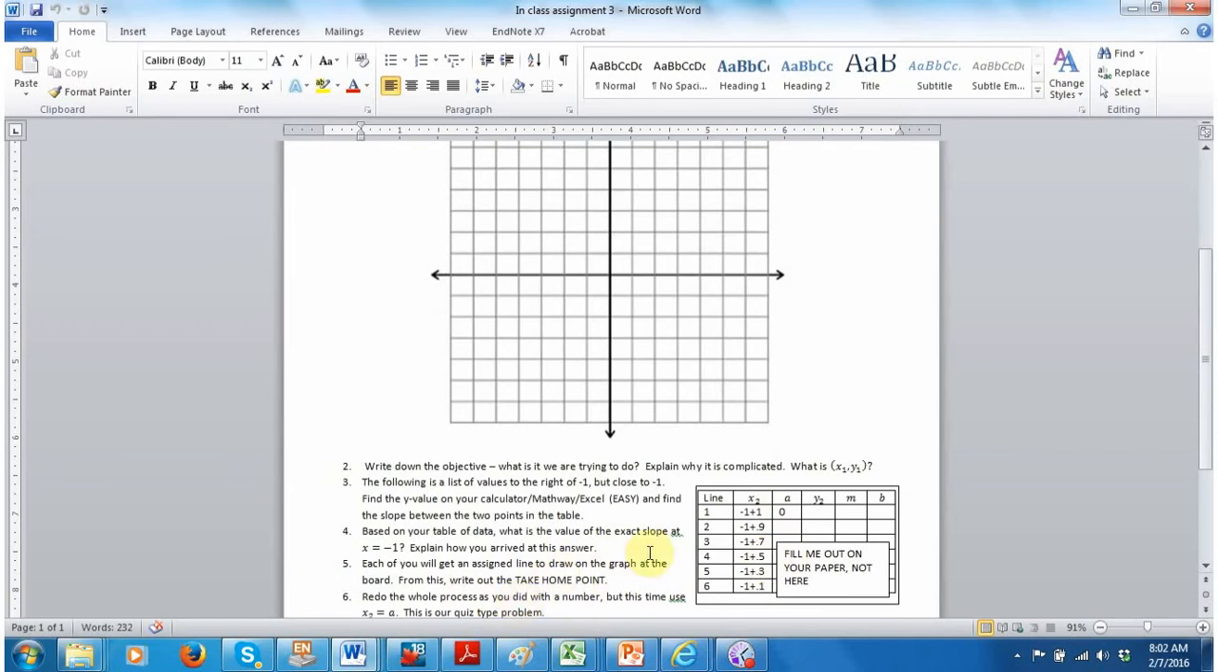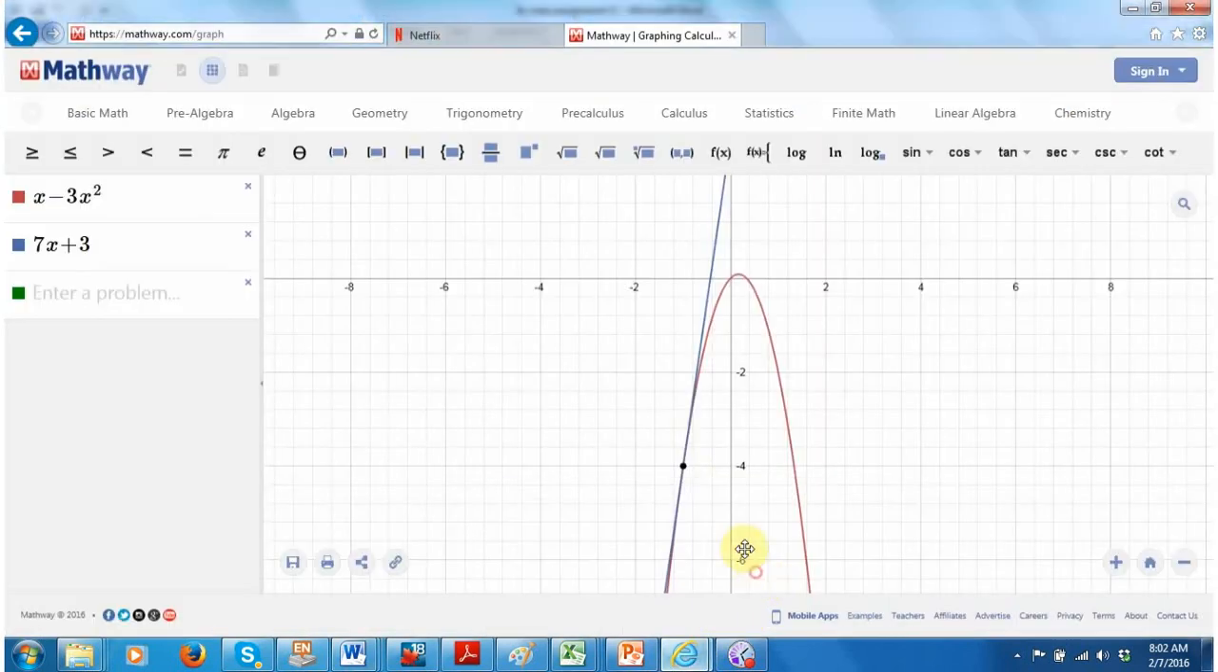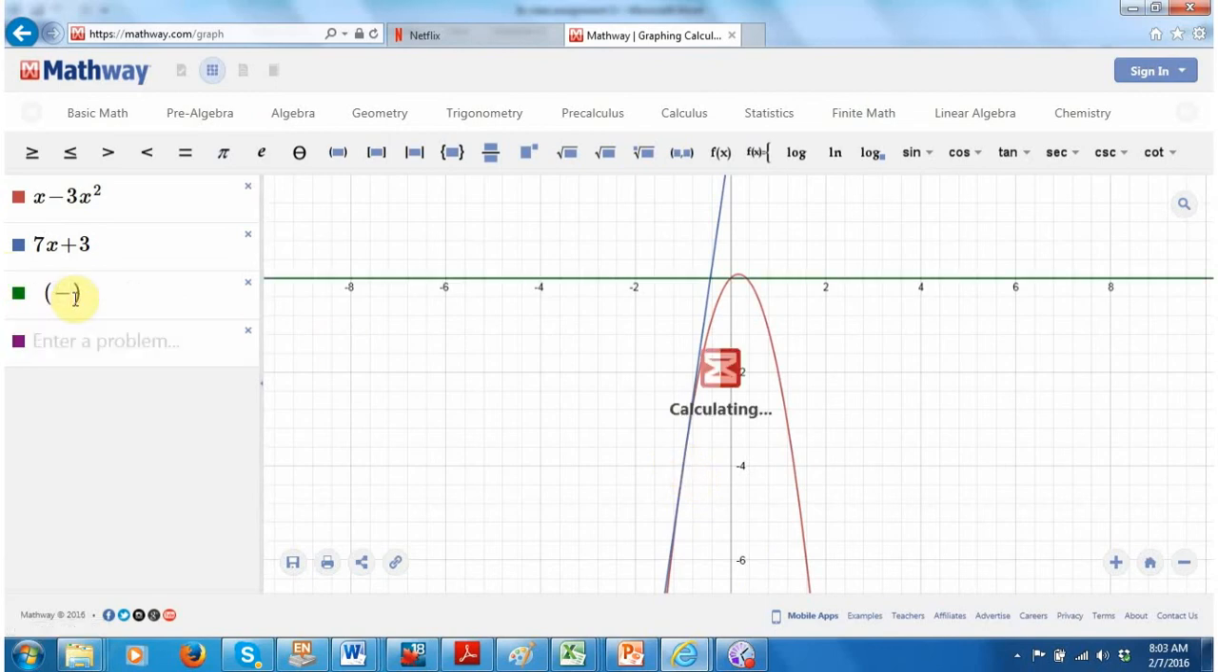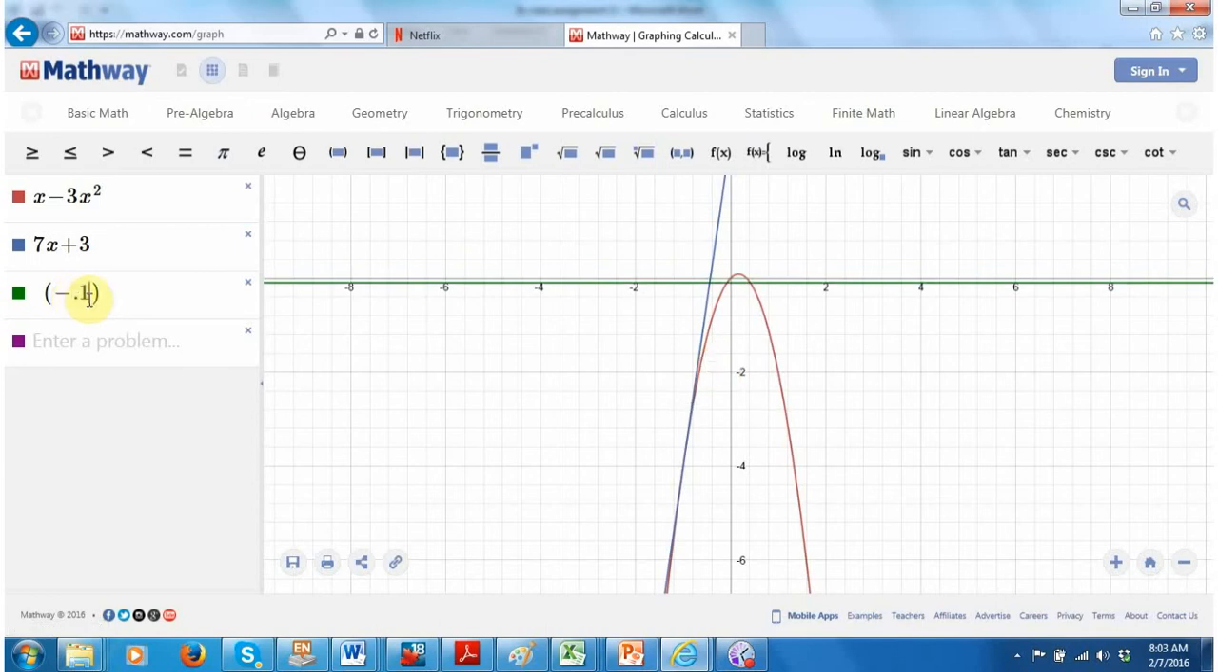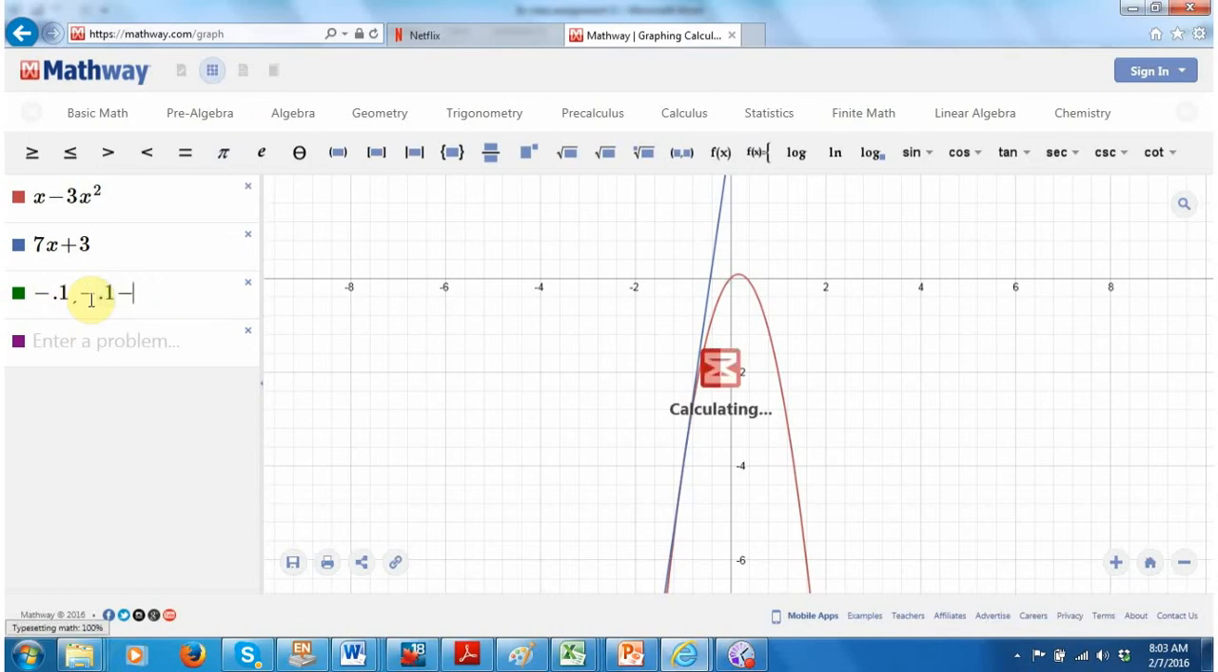Next, the take-home point here: what you should have found as you drew these points out is that the closer and closer you got to minus 1, the better you were approximating the slope at minus 1. So back on this graph, we don't have 2 points, we only have 1 point. But if we took a point next to it, like minus 0.1, comma, minus 3 times minus 0.1 squared.